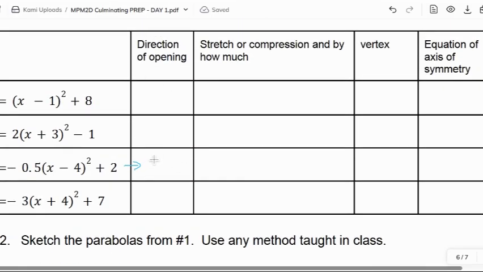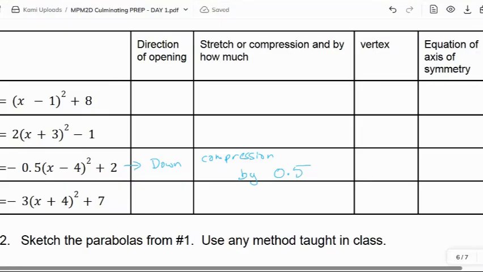Direction of opening, down. Okay, read this question carefully. Stretch or compression, and by how much? So we said there's a compression, and we have to give that factor. By how much is it? It's by 0.5. Okay, that's the compression factor. It's telling us it's being compressed by half.